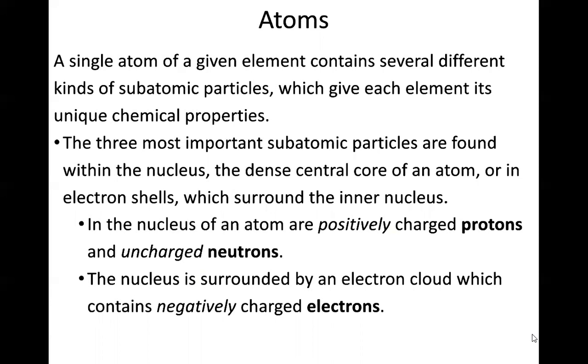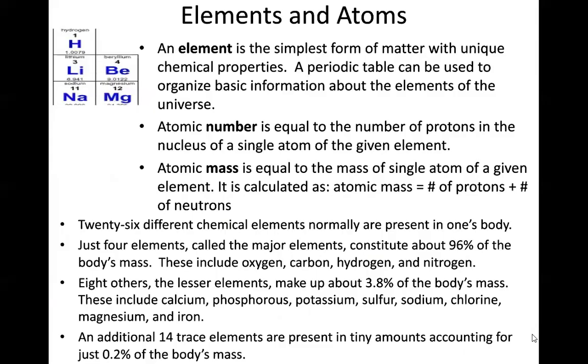Now, when you look back at the periodic table, that top number tells you the number of protons. But it might also be a good idea, go back and right next to atomic number, it also tells you the number of electrons. So atomic number not only tells you number of protons, it also tells you number of electrons.